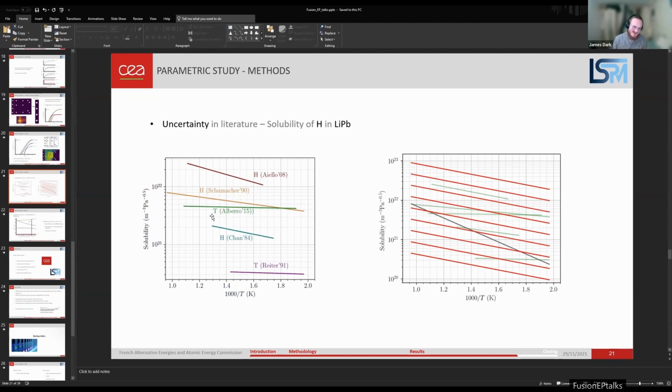Everyone's doing the same kind of study, and this uncertainty has been looked at a lot. Now there has been funding to design a new experiment to finally come up with a more reliable value for the solubility of hydrogen in liquid lithium lead. Okay, thank you.